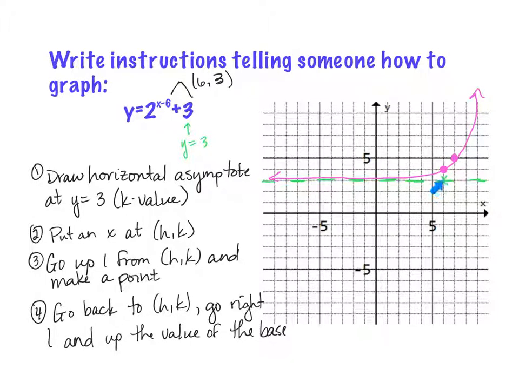of HK. So most of the time we get used to going from the first point we make, like with the parabola, we went up 1 and out 1, out 1 and up 3. We're not going to go from this point to make this point. We're going to go back to HK, go right 1, and then up whatever the base is. So make sure you make that distinction when you're doing this.